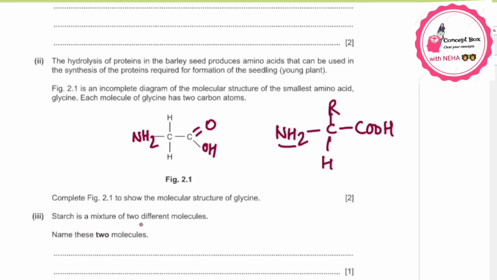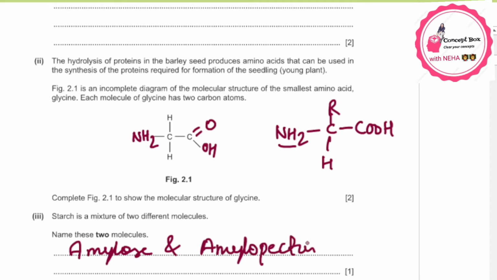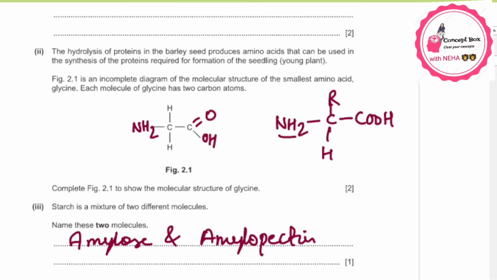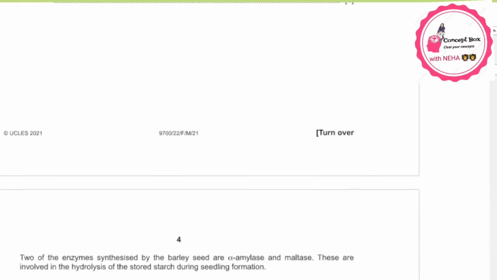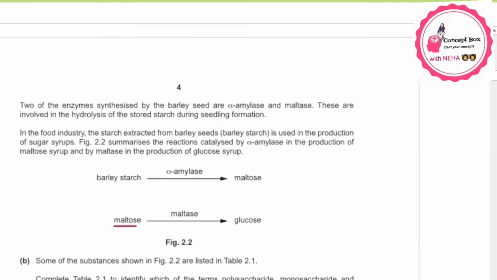Next: starch is a mixture of 2 different molecules. Name the 2 molecules. They are amylose and amylopectin. You must know the structure of amylose and amylopectin. Amylose is a single chain, whereas amylopectin is a branched chain. Amylopectin is complex and amylose is just a single linear chain.